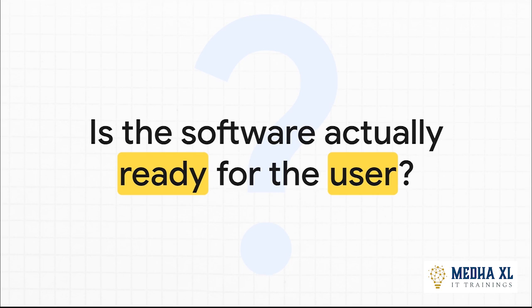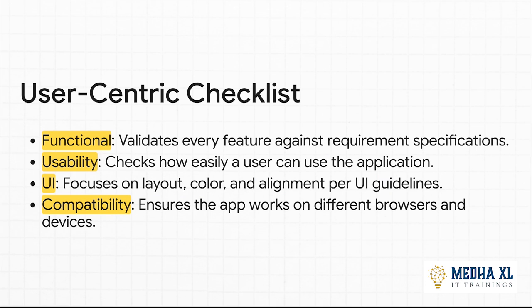I mean, it might be structurally perfect, but is it comfortable? Is it easy to find your way around? Is it a nice place to be? To figure that out, we have a user-centric checklist. First up, functional testing. This is the simple stuff. Does the light switch actually turn on the light?